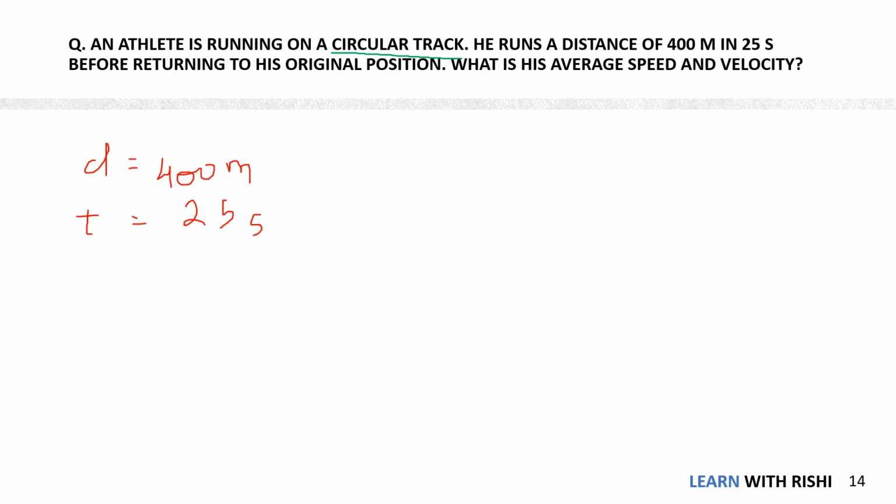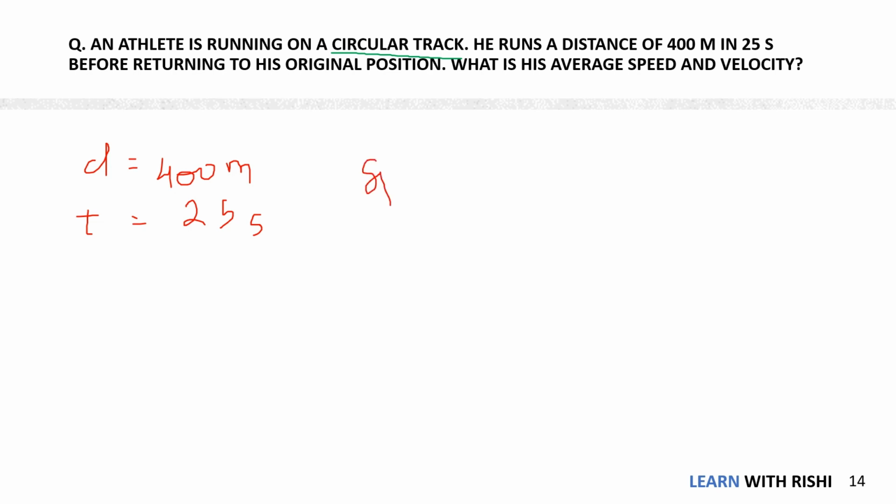Before returning to his original position, what is his average speed and velocity? We need to calculate the speed and velocity of that athlete. So the simple formula we will use: what is speed? Total distance upon total time. The total distance traveled by him is 400 meter.